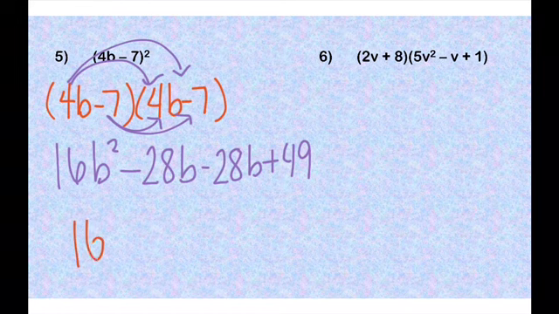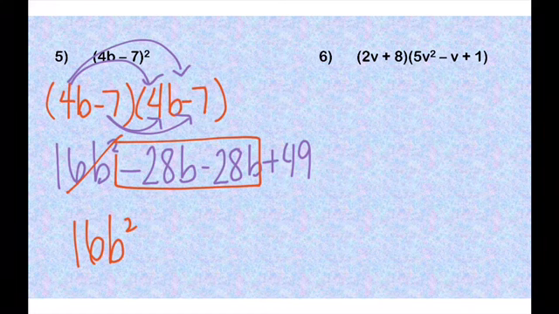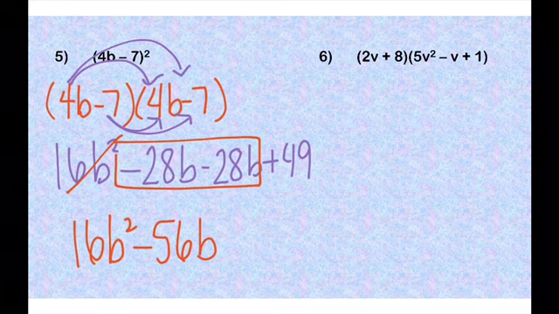Combining my like terms, I'll have 16b to the second power. And then in the middle, I've got negative 28 and negative 28. That's negative 56b. Not b squared, just b. Okay, and then plus 49.